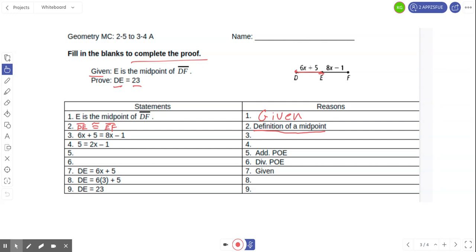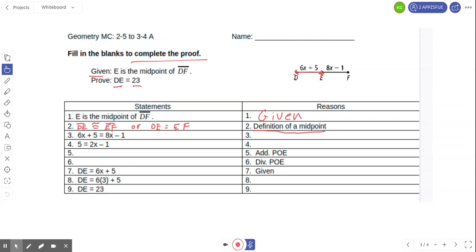You could also write this length DE. So the no line on top means length, and when we're talking about length, we just use a regular equal sign, EF. And so that's saying that, because E is a midpoint, DE is equal to EF.